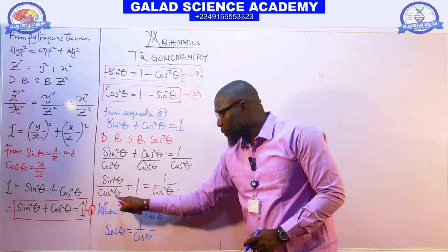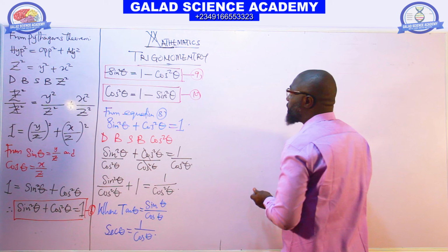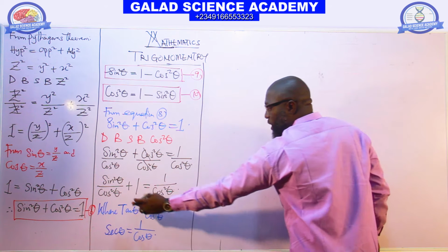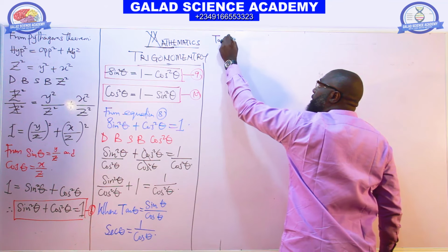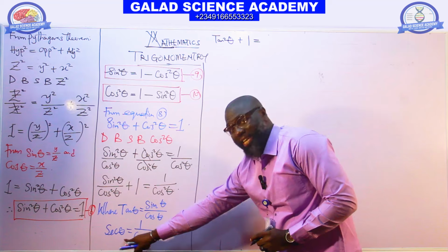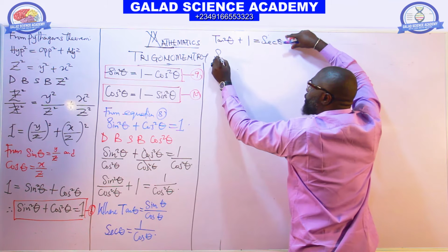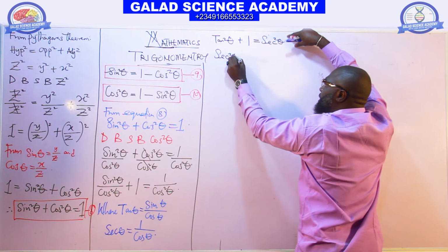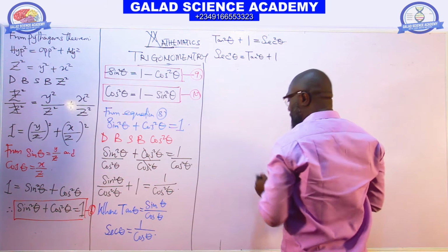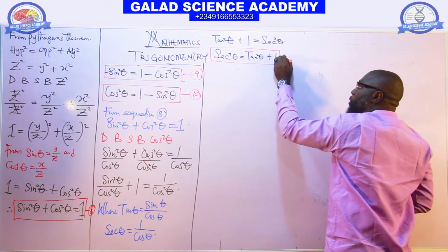If you agree with these two statements, let us substitute for them here. This place will give us tan squared theta plus 1 equal to, 1 over cos is sec, sec squared theta. So we can rearrange this expression: sec squared theta is equal to tan squared theta plus 1. This is another identity. Call it 11.